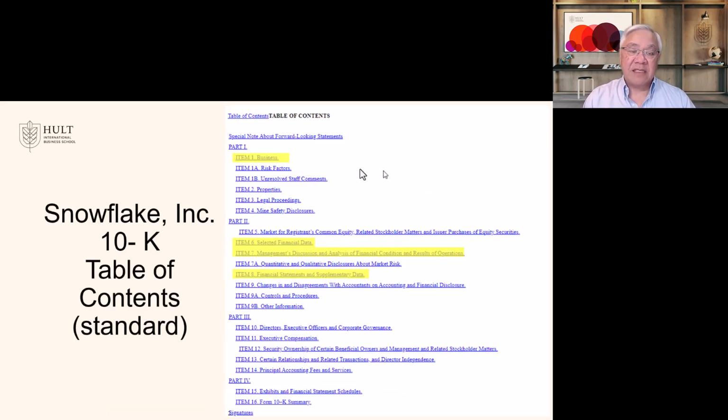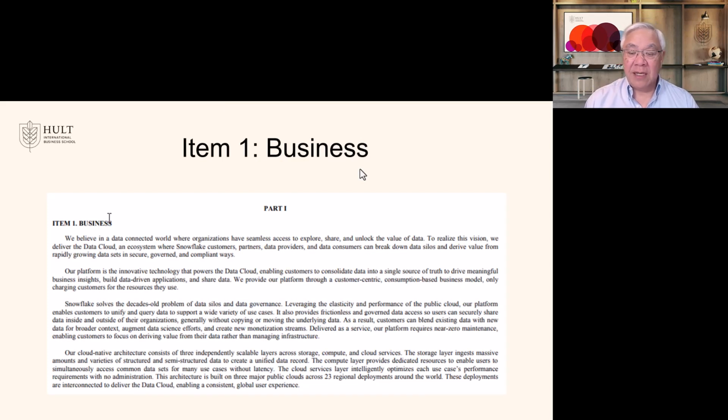This is the table of contents for Snowflake's 10K. And by the way, it's everybody's table of contents because this is prescribed by the SEC. The items in yellow, I'll just point out. Item 1 is the description of the business. Item 6 is selected financial data, which is a quick way to look at key financial information. Item 7 is called the management discussion and analysis of financial condition and results of operations. The short form is MD&A. And item 8 is the financial statements, the formal audited financial statements, which are in compliance with GAAP. Number 1 is the business, and you'll see a brief description of what the business of the company is. Here it explains a little further about what Snowflake's business is.